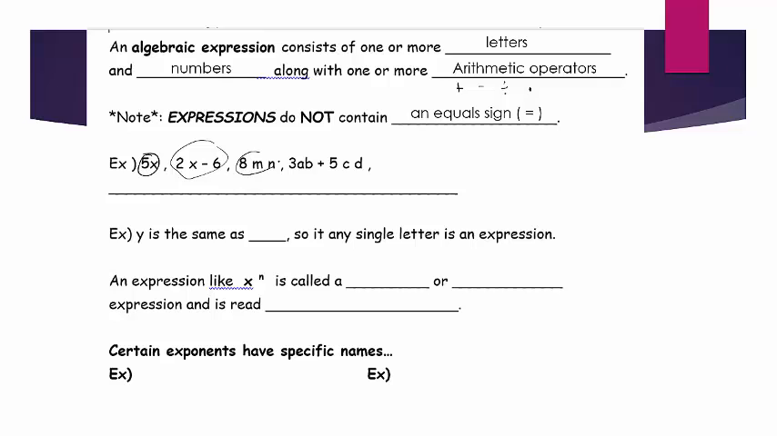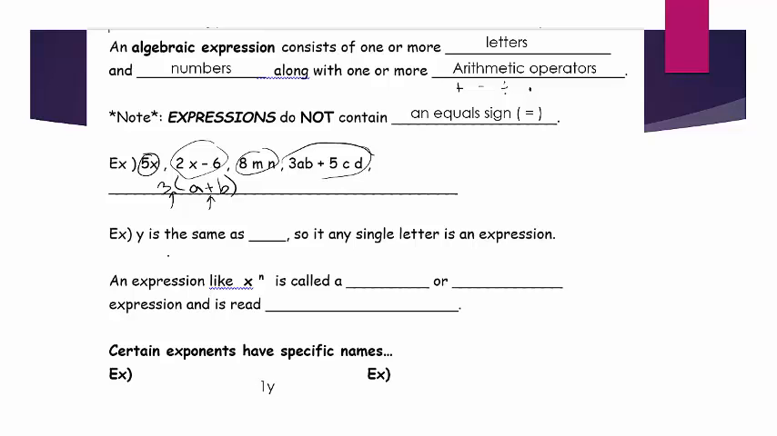We have 8 times m times n. And then we have 3 times a times b plus 5 times c times d. So keep in mind you can also use parentheses. So you might put a 3 outside and have a plus b. Might have something like that. So here we have multiplication and addition. So those are our 2 operators.